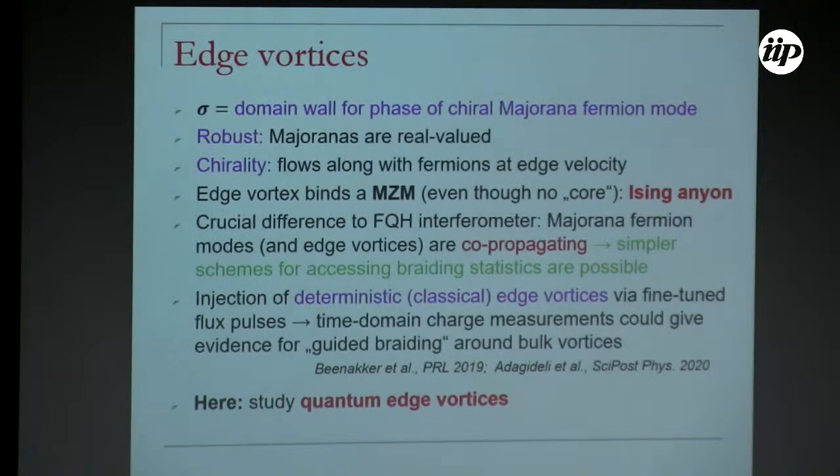So these sigmas are domain walls for the phase, and they are robust because the Majoranas are real valued. You cannot have a phase that could then vary by a little bit. So they're really robust, and they're disorder resilient because of the chirality. They flow along with the edge. And each of these edge vortices, you can think of them like a vortex on this 1D edge, and each of them binds a Majorana zero mode.